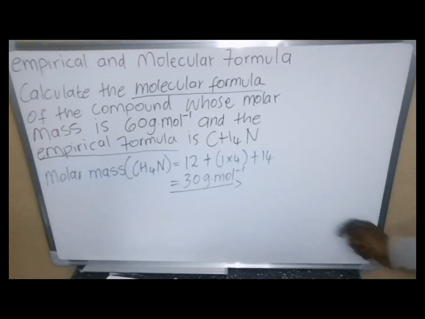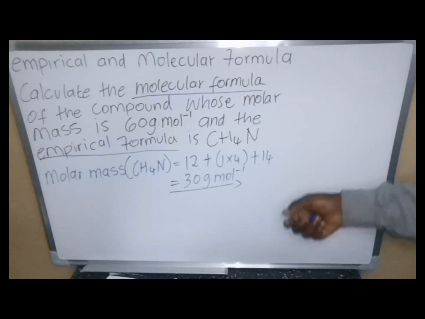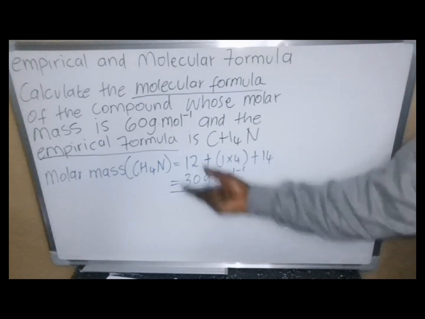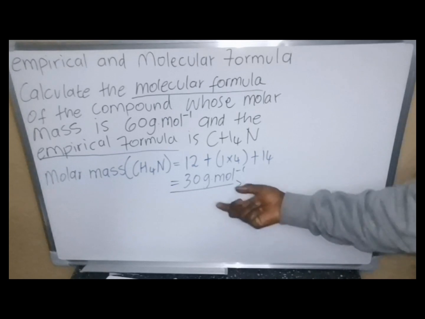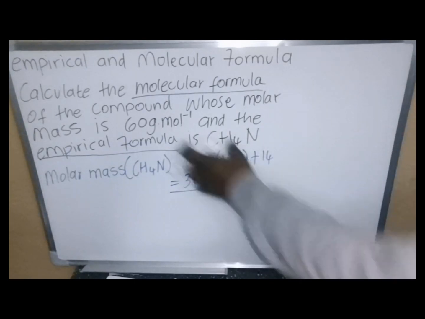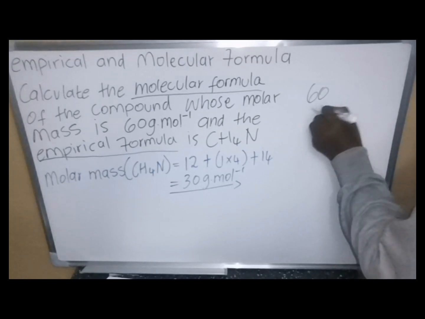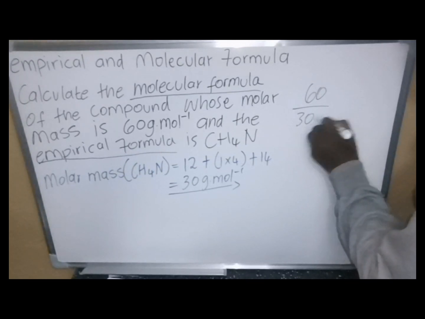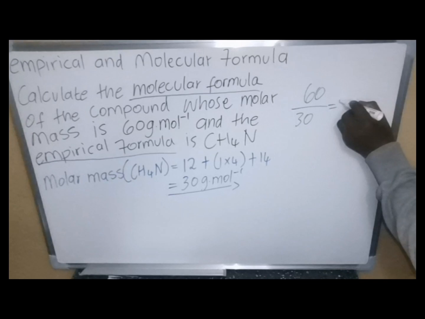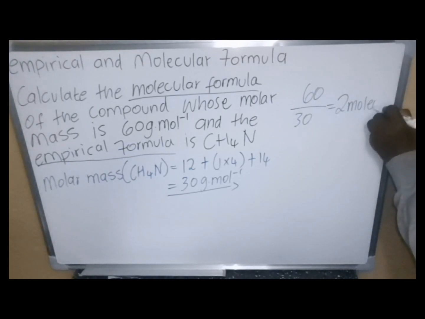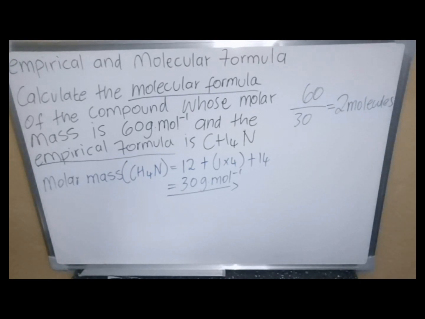Now, for us to find the molecular formula, we need to divide the bigger molar mass by the smaller molar mass. Which of the two is bigger? This one. Therefore, we say 60 divided by 30, which is 2. That means here we're finding the molecules. You're working with two molecules here.